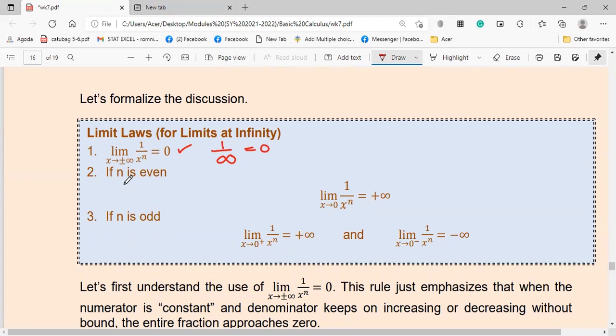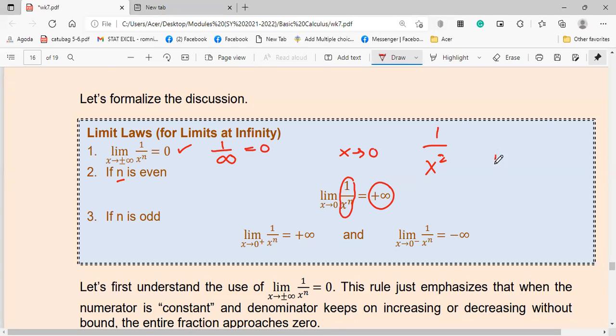Okay? However, if n is even, ang mangyayari dito is magkakaroon ngayon ng tinatawag natin na special rule. That is, kung nilalapitan ang isang number na 0 from 1 over x, halimbawa nito 1 over x squared, tapos ang x ito keeps on increasing, ang sagot daw dyan ay positive infinity. At bakit kaya? Tingnan nyo ito.